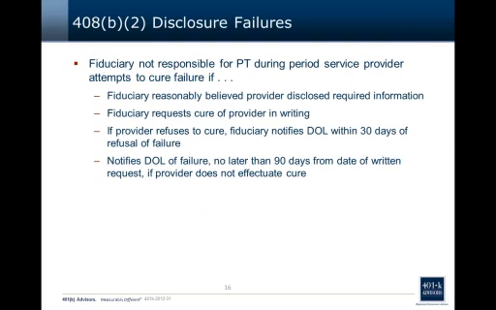So again, the burden is really not on you as a plan sponsor, as a plan fiduciary, as long as you can show that you did what you could to request the information from the provider that hasn't done it. And if the provider does refuse to provide the information, that you notify the DOL of the refusal or the failure to do so within 30 days. And then you notify the DOL again if they haven't effectuated a cure. So the only burden on you as a plan sponsor is basically to report your providers who haven't provided the information in a timely manner.